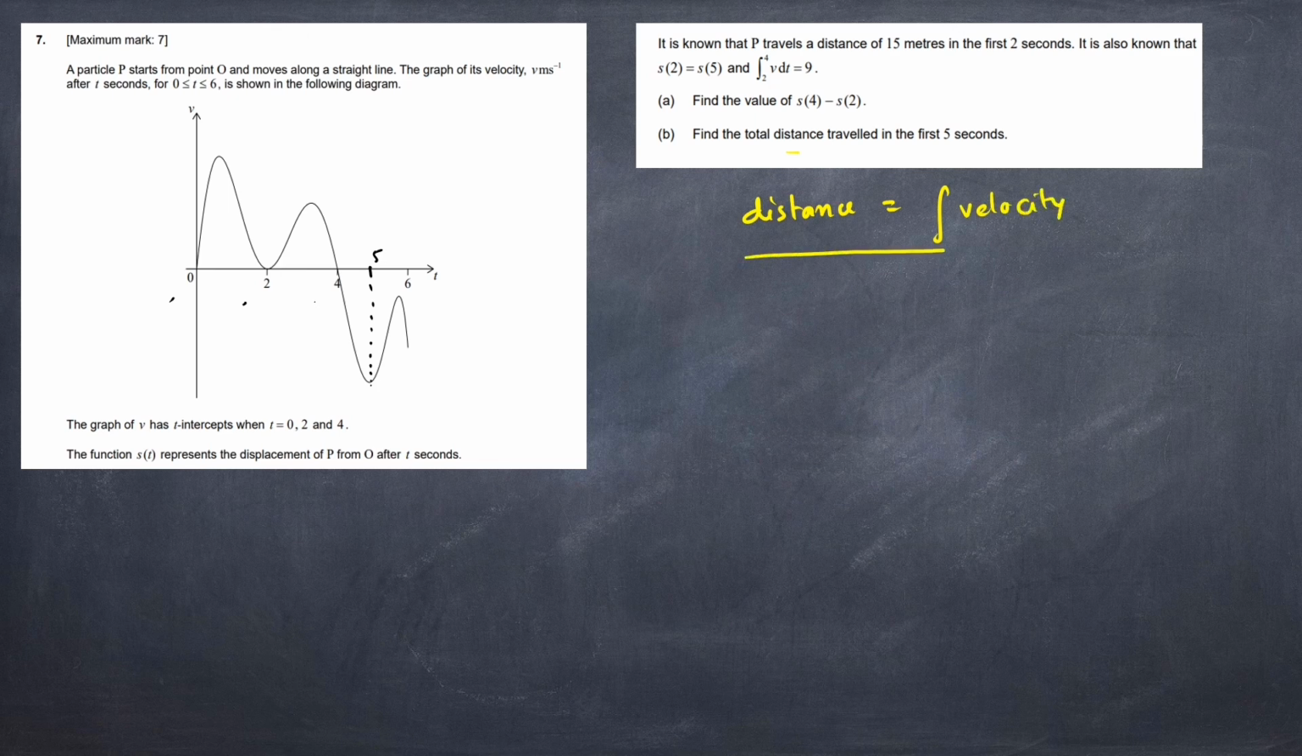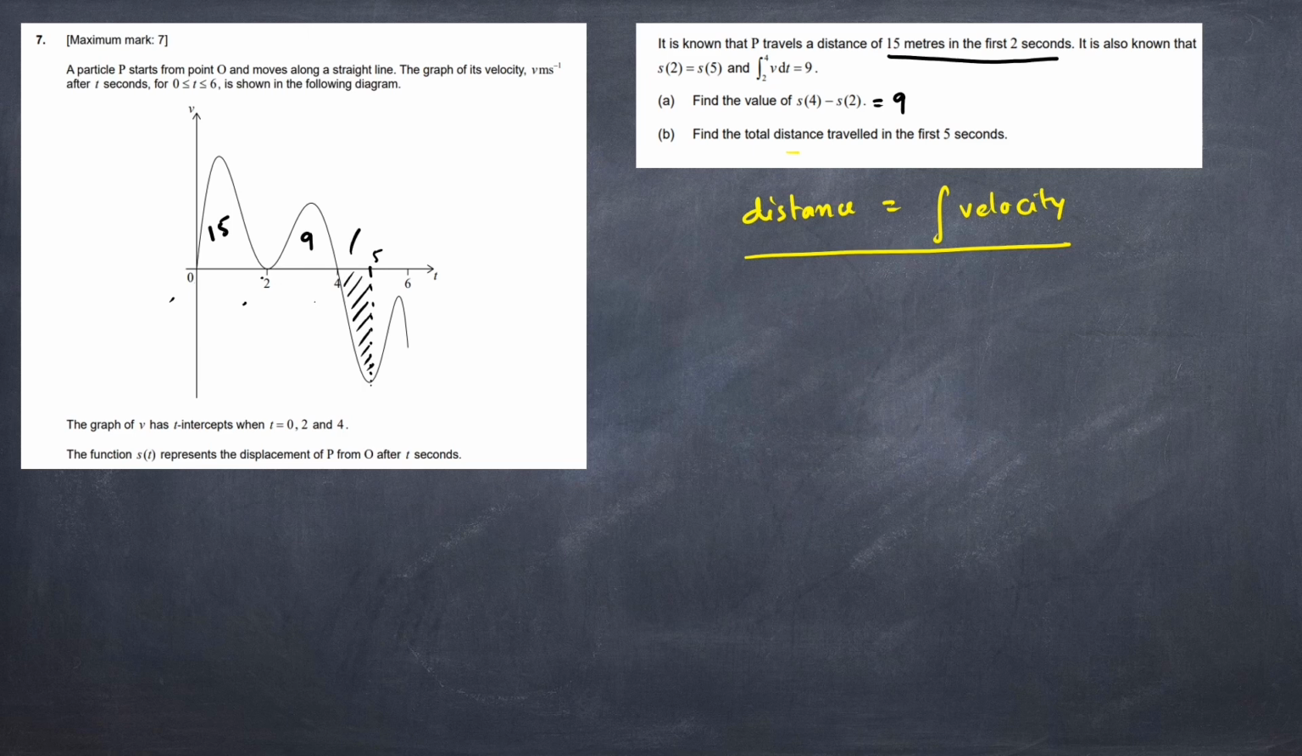So if this is the relation, then obviously from the first part we can get the idea that it is known that P travels a distance of 15 meters in the first 2 seconds. So the area under the curve is 15. From 0 to 2, the area under the curve is 15. Just recently we found out that s4 minus s2 is equal to 9. So the area under the curve from 2 to 4 is 9. We just need to find out the area from 4 to 5.